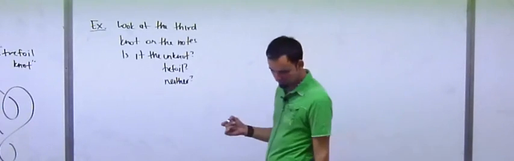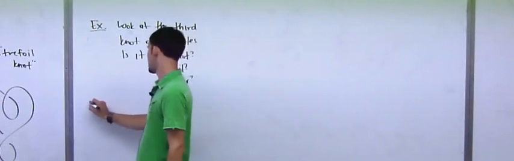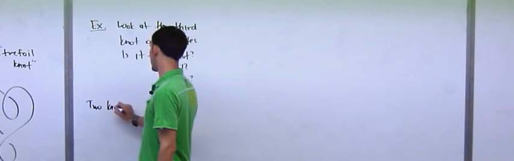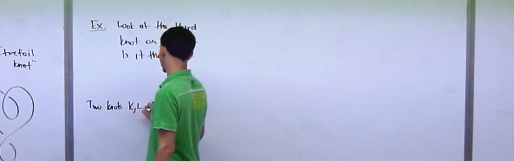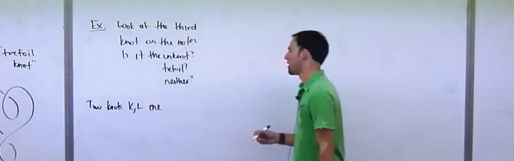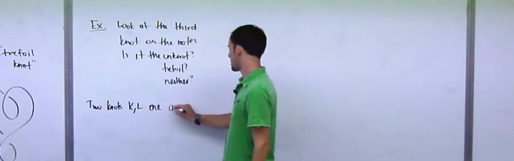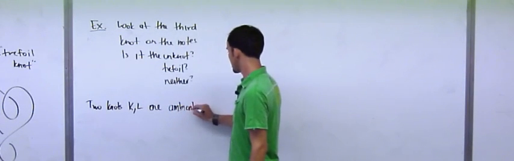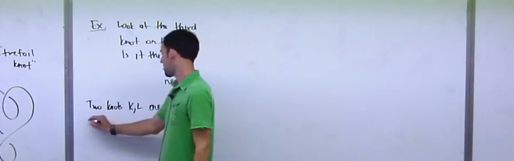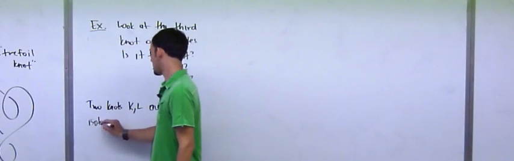Now, of course, I have to define what it means for two knots to be the same. And as usual, there's a big word for this, which I don't want you to be scared of: ambient isotopic. That means the same.